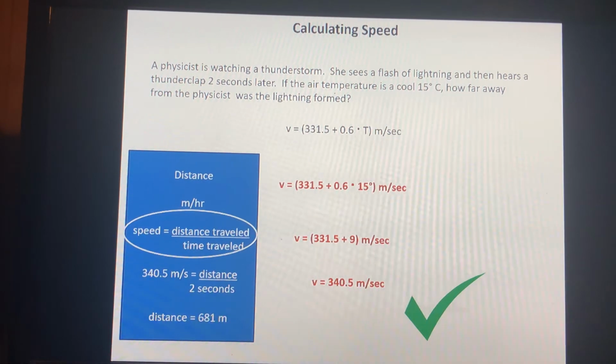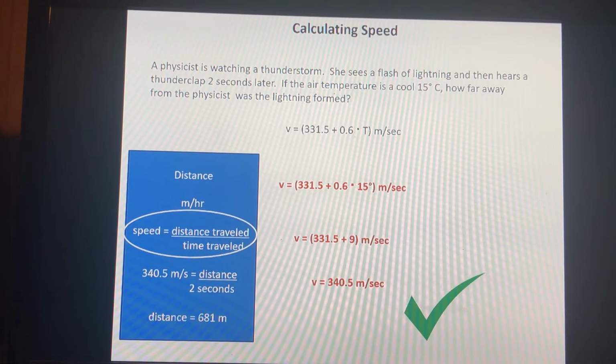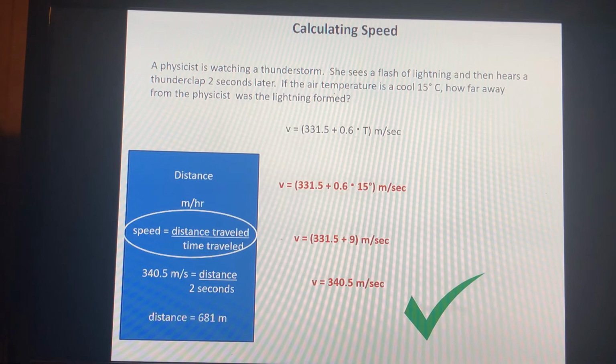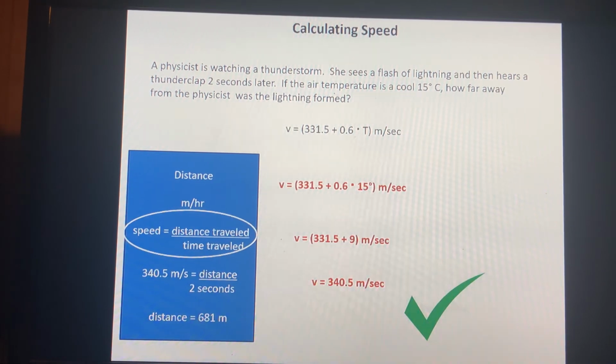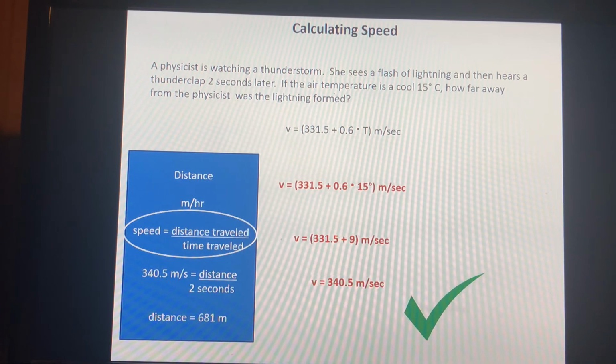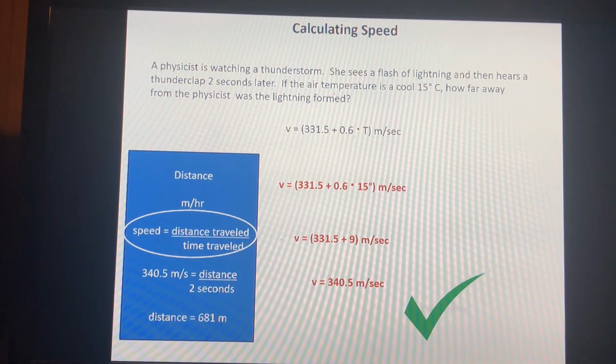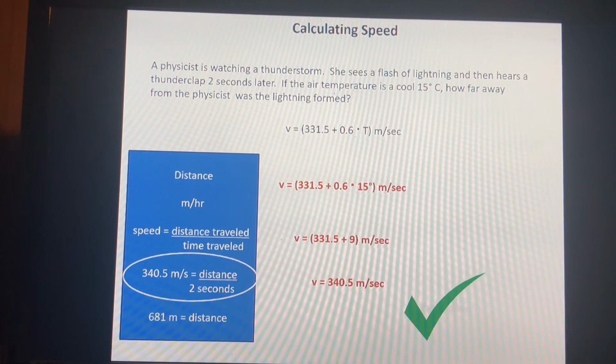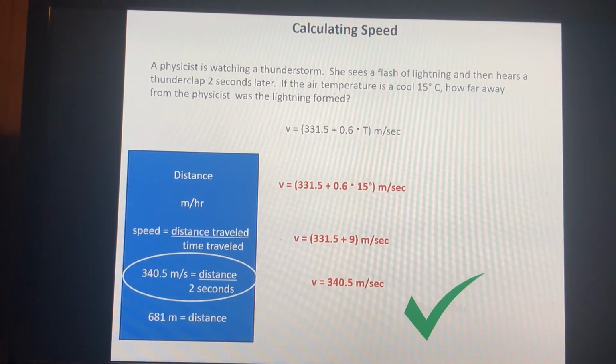All right, so next we need to go ahead and fill in the information that we have. We already know what the speed is. The speed we just figured out using our speed equation. The speed is 340.5 meters per second. We also know the time. It said that she heard the thunderclap 2 seconds later, so we can fill both of those into the speed equation.